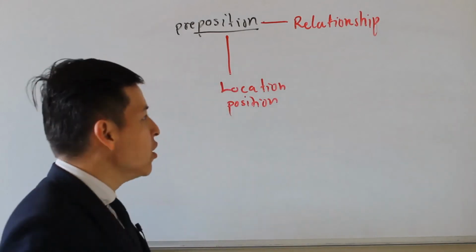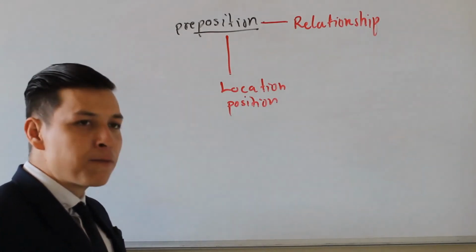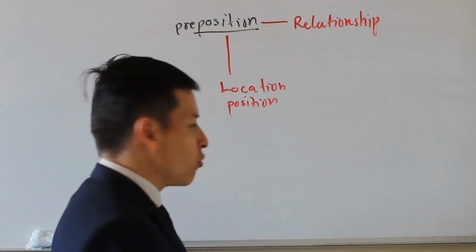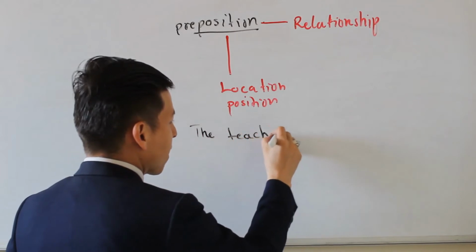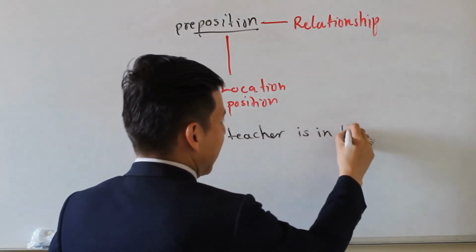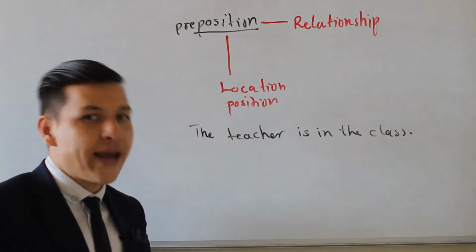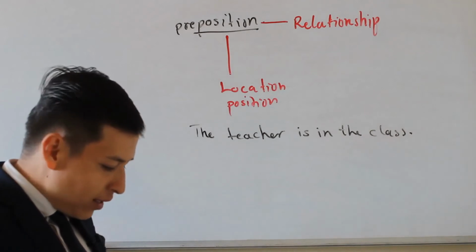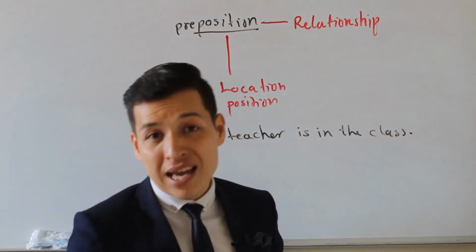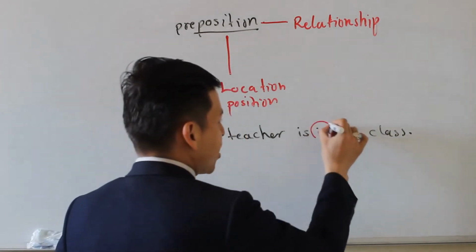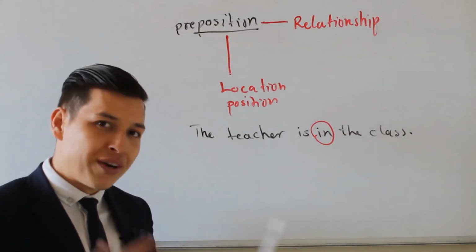So we will exemplify it. First of all, let's focus on location or position. For example, if I say, where is the teacher? We will say that the teacher is in the class. The main question was about the location of the teacher, and now the answer is told by a preposition: in the class. Here the word in shows the position of the teacher, where the teacher is.